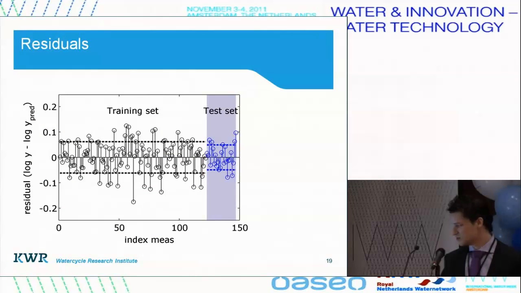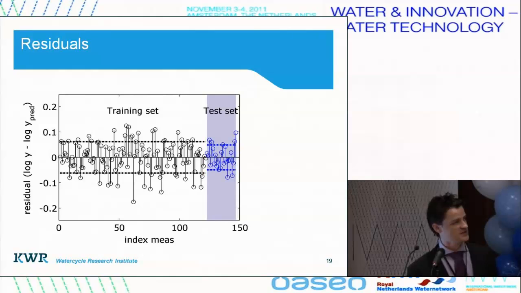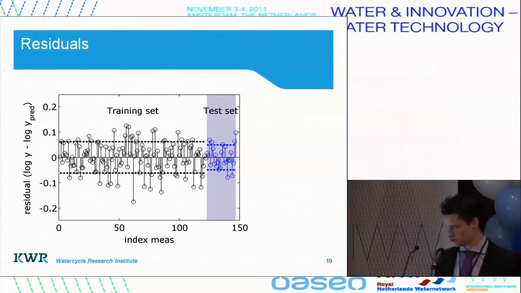But if you look at the residual, so that's the difference between the prediction and the observation, you see that in the test set they are also okay. So the R squared is not always that good a visualization of the statistical performance. And if you look at the distribution of the residuals, you see that most are within a certain range, and some fall out a little.